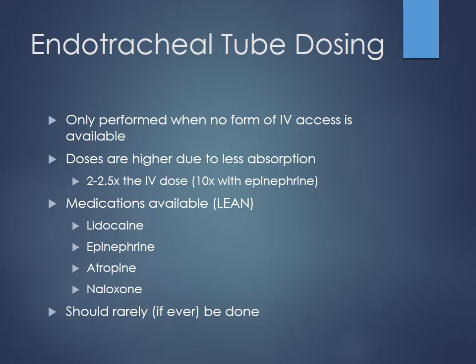The medications you can use most commonly via the ET tube route is "LEAN." So you can use lidocaine, epi, atropine, and naloxone. You guys remember where we use naloxone? Yeah, overdoses of opioids, absolutely. And we'll talk about where we're going to use other drugs here in just a few minutes. But again, this should rarely be done, but it's good to know off the top of your head: okay, we don't have IV access, how can I give this drug? Oh yeah, this is one of the ET tube ones. It's in that LEAN acronym.